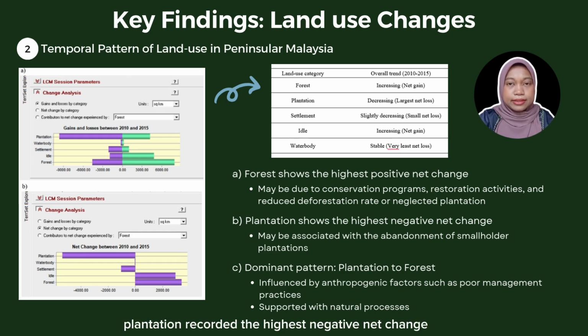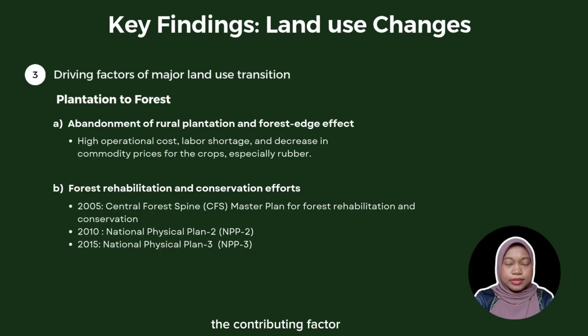In contrast, plantation recorded the highest negative net change, which may be linked to the abandonment of smallholder plantations due to challenges such as limited labor availability and management constraints, especially rubber plantations. As a result, plantation has a tendency to become neglected and decrease during the study period. Overall, the dominant temporal transition was plantation to forest, reflecting the interaction between human-related factors such as land management practice and natural processes.